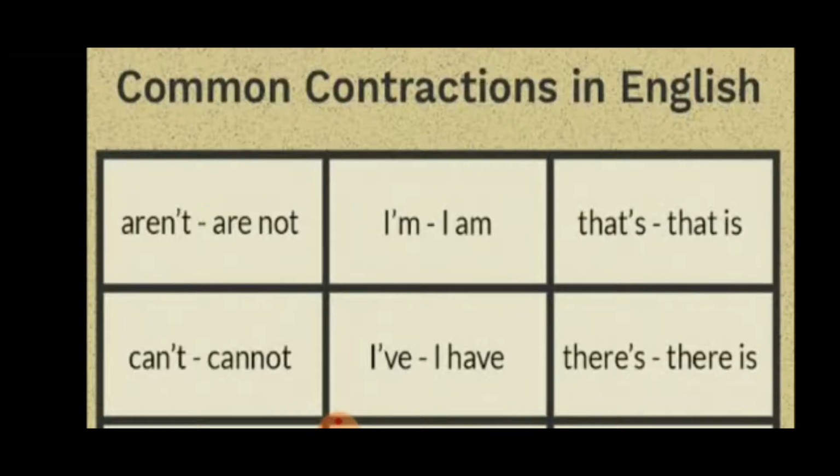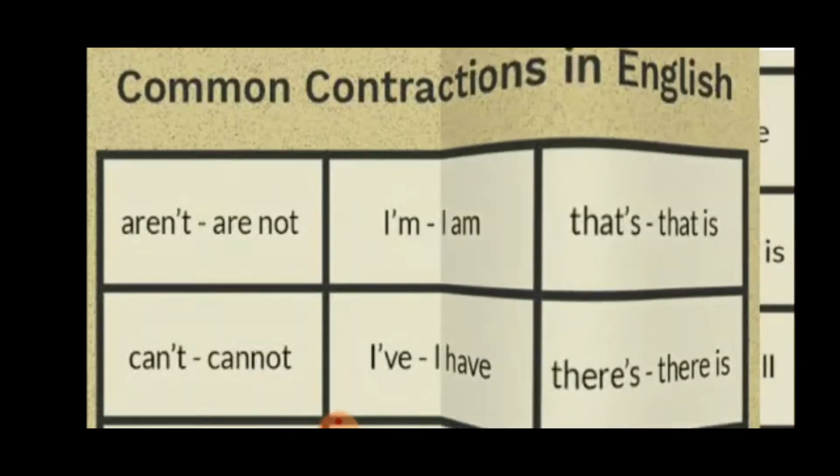So here wherever apostrophes are there, it shows that these are the contraction forms. The short form of that is is that's. The short form of there is is there's. So these are the contractions.